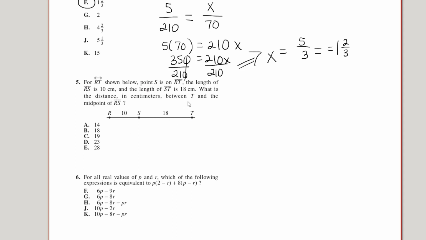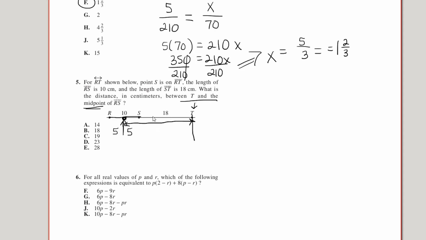They want to know the distance. We're in centimeters. Everything's in centimeters. Units look good. What is the distance between T, so we're talking about T here, and the midpoint of RS? We need to know what midpoint is, mid being the middle between this segment RS, and RS is right here, and we're looking for the midpoint. That's going to divide this 10 into 2. We're going to have 5 on one side and 5 on the other. So we're looking for the distance right here between that midpoint and T.